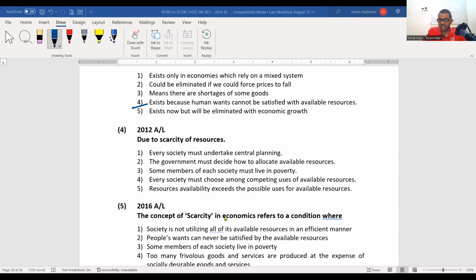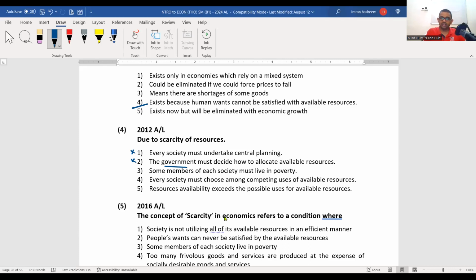But there's nothing saying that that decision only has to be made by the government. That's a problem. So that's why the second one is not correct. Third one, some members of each society must live in poverty. That's a very rude thing also. No, because poverty and scarcity are two different things.